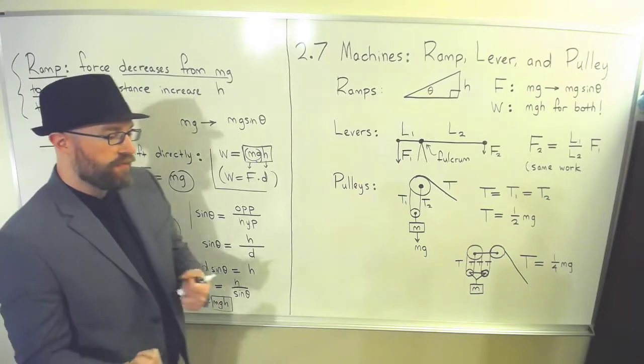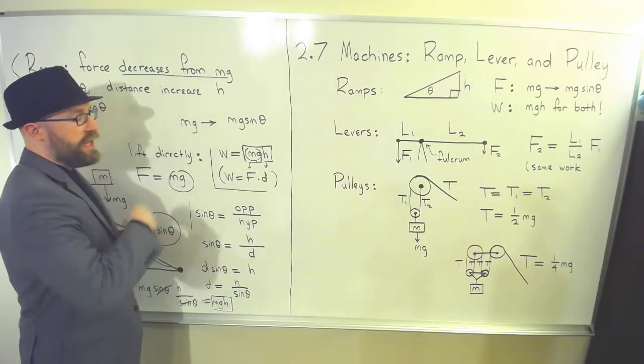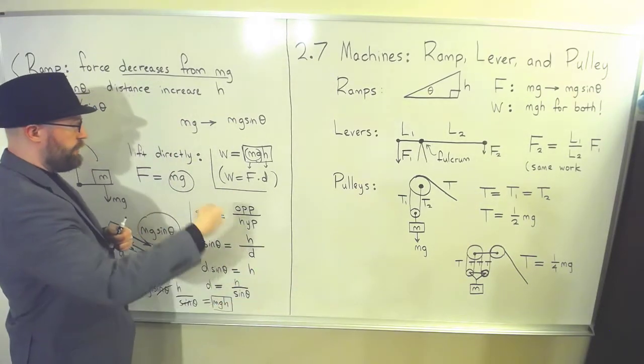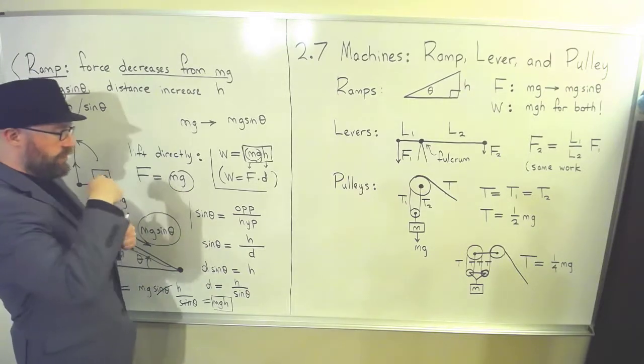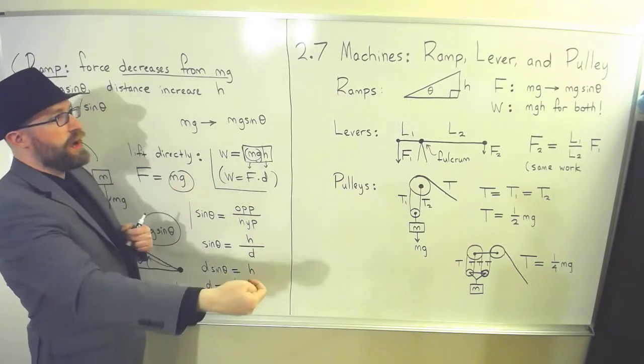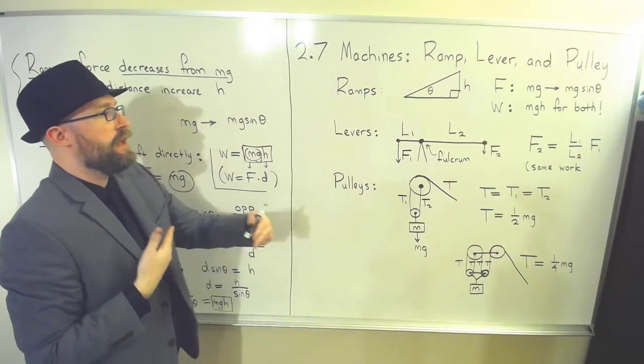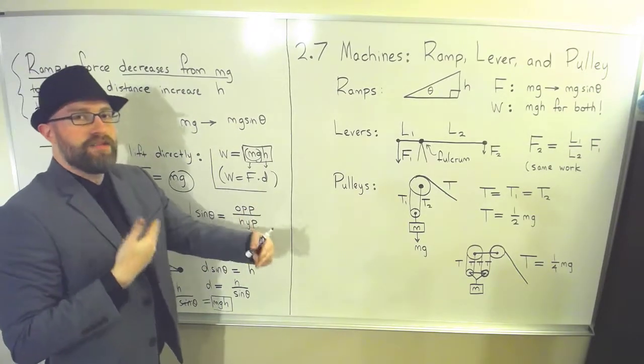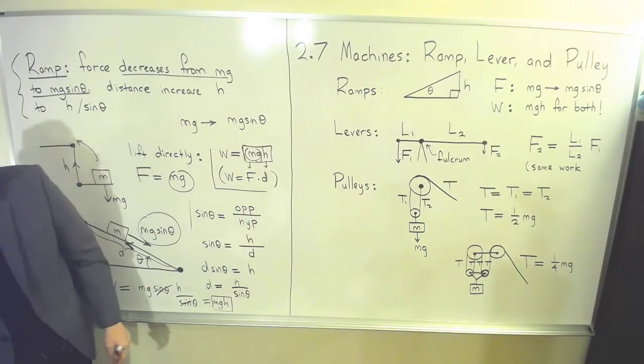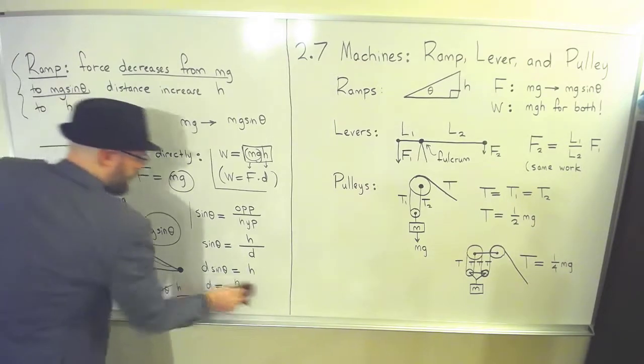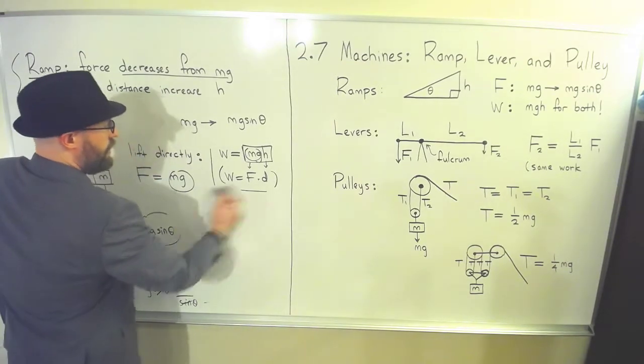You just trade off. You exchange distance. You accept a longer distance in order to achieve a lesser force. That's the mechanical advantage. Okay, so let's talk about the lever now.